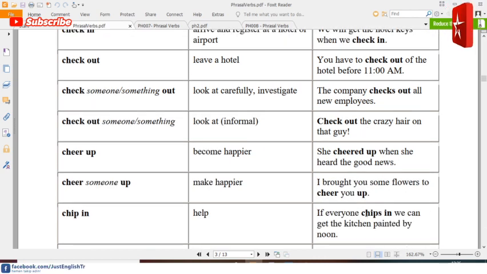Cheer up, become happier. So she cheered up when she heard the good news. So it means become happier. Let me check your comments if you have any question related to this topic.